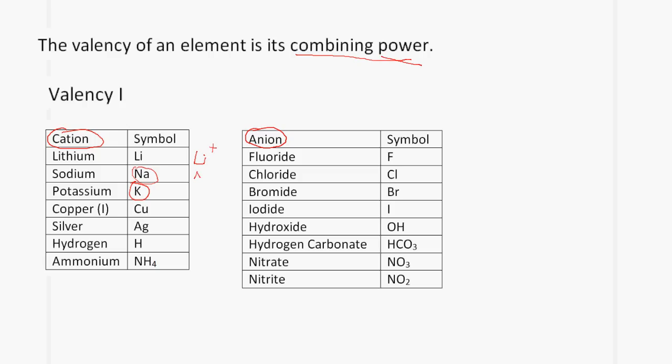Sodium is really Na plus. Potassium is K plus. Copper is Cu plus. Silver is Ag plus. In the case of ammonium, it's NH4 with a plus. So these are cations. They all have a positive charge on them and it's really +1.